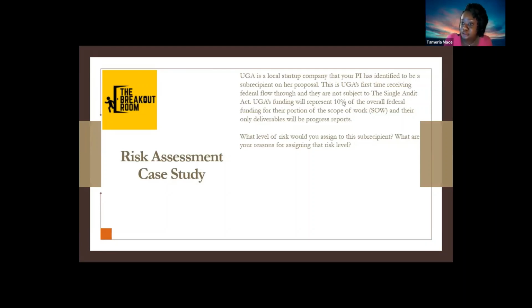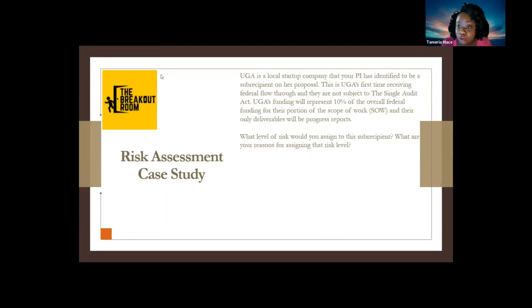subrecipient, and this is their scope of work. And we would like to know, based off this information that you have, what level of risk would you assign to the subrecipient? And what are your reasons for assigning that level of risk? So I'll go ahead and read it for you and be thinking about it. And please know you can raise your hand, you can interrupt, you can put it in the chat. We are not going to do a breakout session for this.